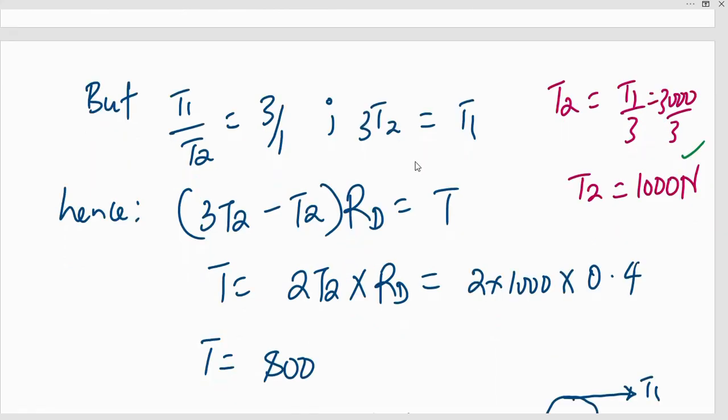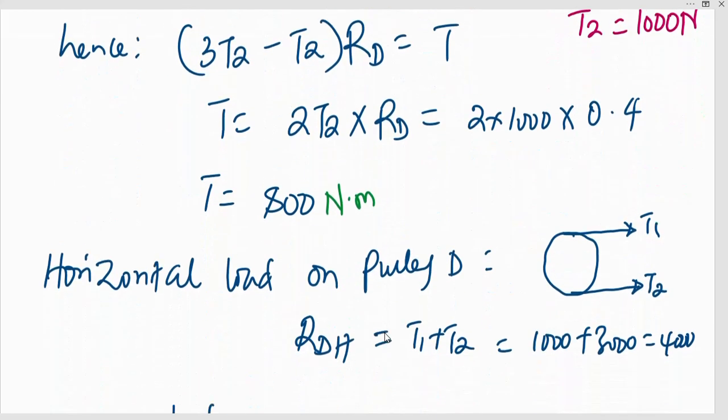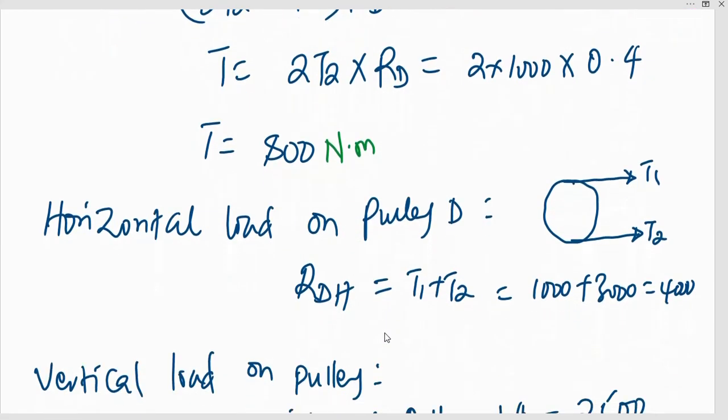So what does that mean? It means we are able to get torque. We say the torque is (T1 minus T2) times RD, and we have already gotten T2, so I will just substitute in my values. I know RD as 0.4, and this will be 2000 times 0.4, which gives us 800 newton meter. That's the torque, and this torque is going to be transmitted from the pinion to the gear to the shaft, then to the pulley itself. So the torque at gear C is the same as the torque at the pulley D.